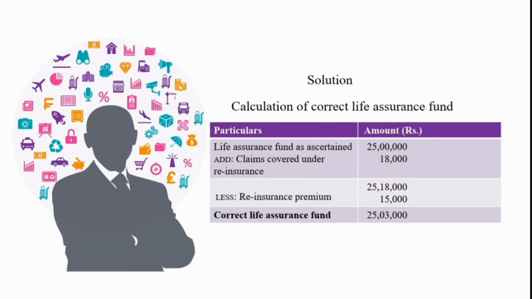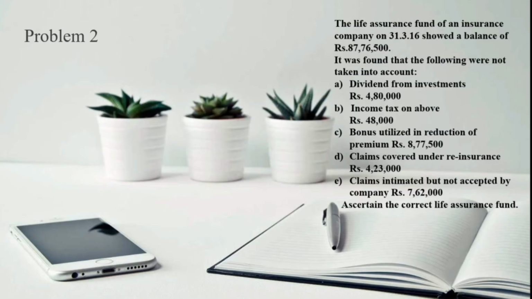Step 3. Now subtract amount to be identified from the format is to be understood that reinsurance premium of 15,000 to be subtracted. After subtracting it is 25 lakhs 3,000. So this is the correct life assurance fund. Now we will see the second problem.